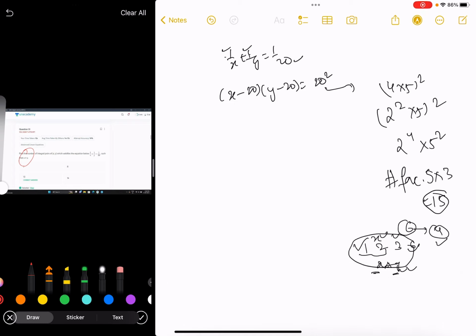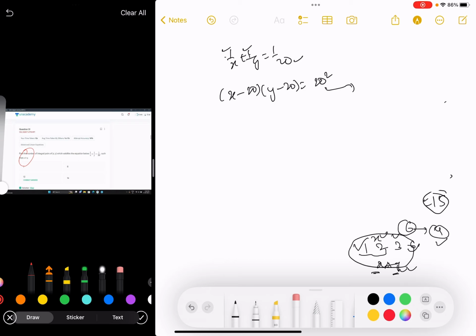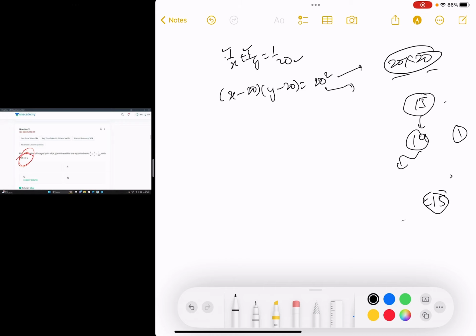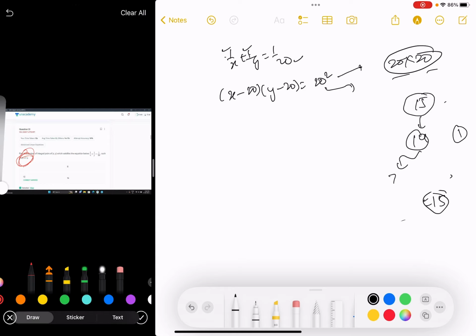Now here we have 15 factors. One case is when it is a perfect square. In a perfect square, both will be exactly the same, so 20 squared can be written as 20 into 20. This is the case when both are equal. In the remaining 14 cases, half will be the cases in which x is greater than y. So 7 will be the cases where x is greater than y, and 1 will be when it is equal to y. So 8 cases.